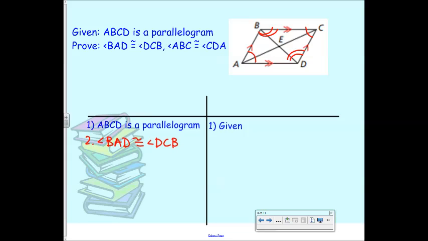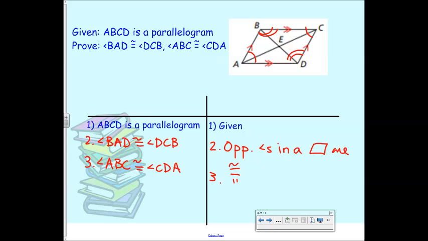based on what theorem? That opposite angles in a parallelogram are congruent. And we can actually use that same thing to prove ABC is congruent to CDA. Okay, so I don't even need to rewrite that. I'm just going to use those little quotes to say the same exact thing. Opposite angles in a parallelogram are congruent.